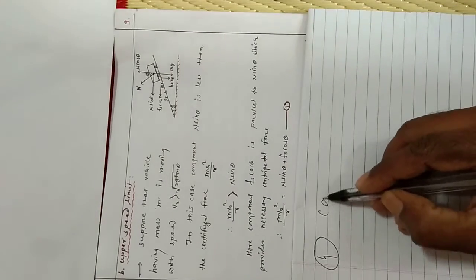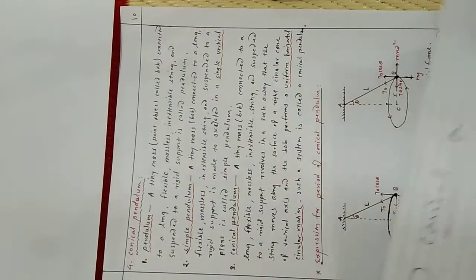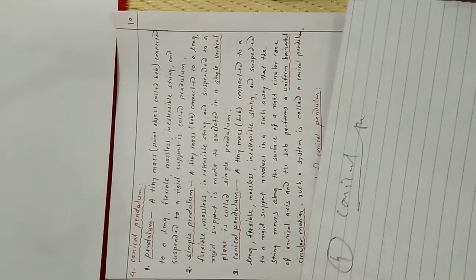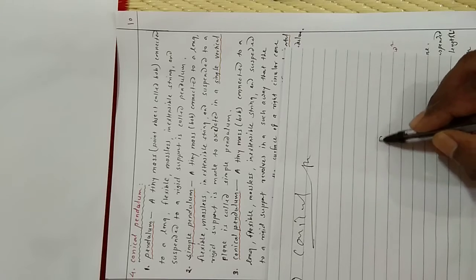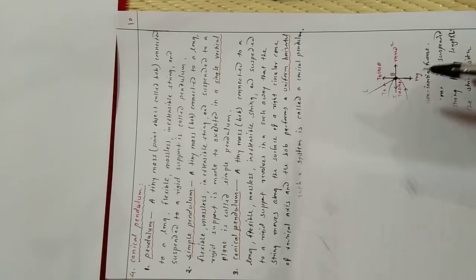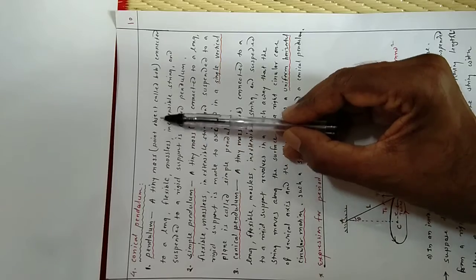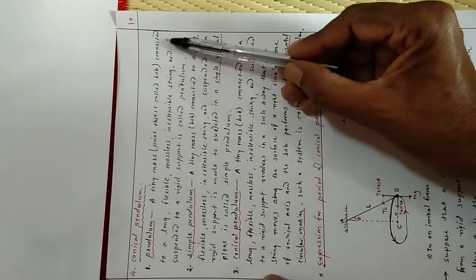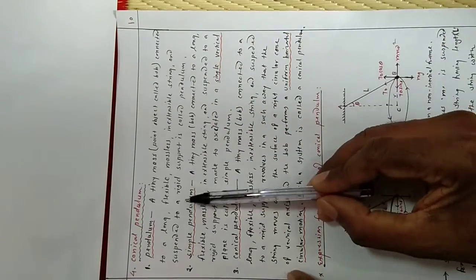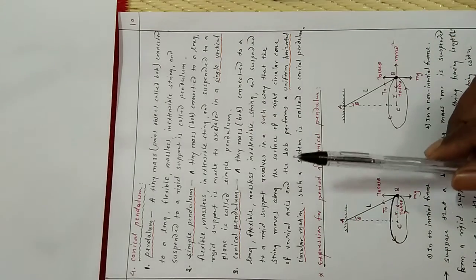Now our fourth application is the conical pendulum. Before studying the conical pendulum, we must know the meaning of the pendulum. Already we have studied in the last standards the meaning of pendulum. Pendulum is nothing but a heavy point mass suspended by a weightless inextensible string. So the definition is given here. A tiny mass, that is the point mass, called the bob, connected to a long flexible massless inextensible string and suspended to a rigid support is called a pendulum. This is the regular definition of the pendulum.